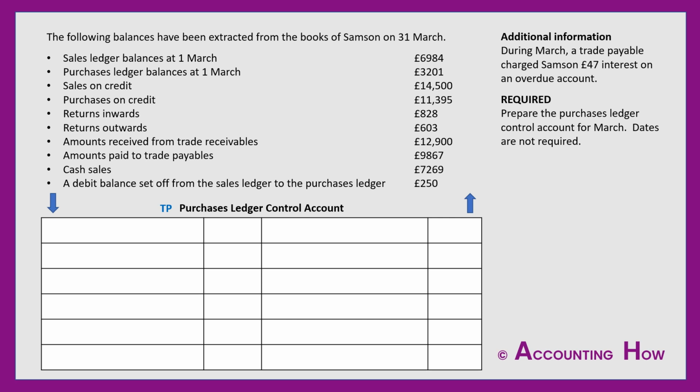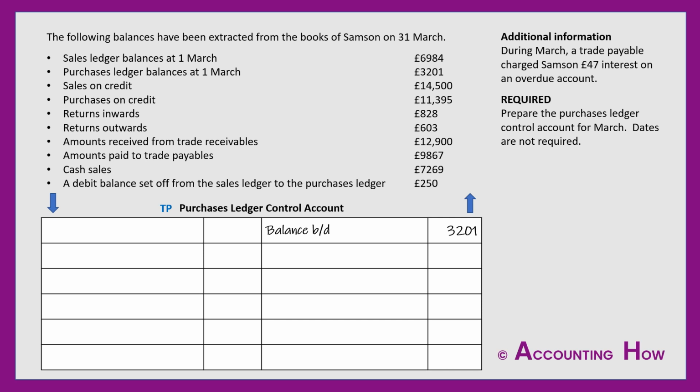You might wish to pause the video at this stage and have a go at this one yourself, and then play the rest of the video, join back to check through your work, or stay with me and we will run through this one together. So going back through then, I'm really focusing on purchases and trade payables. So the opening balance, purchases ledger balance is 3201 at the start. So you'll see I've put that onto the credit because immediately we owe, or Samson owes, his trade payables 3201.